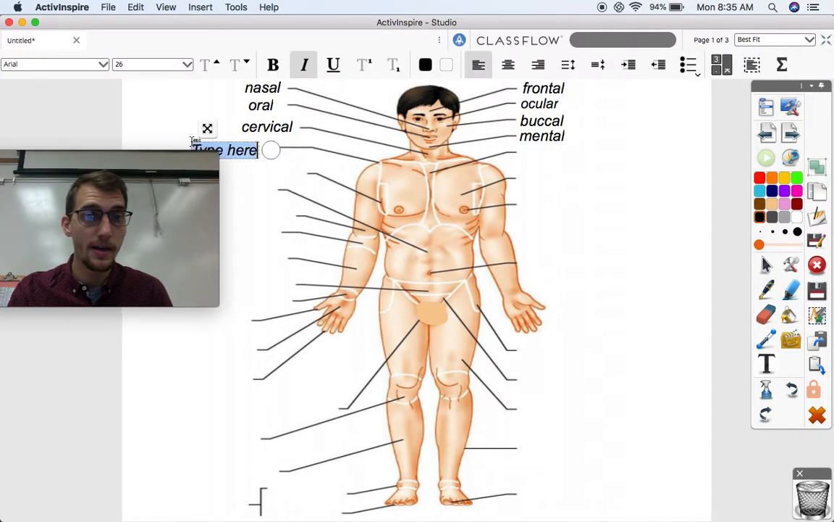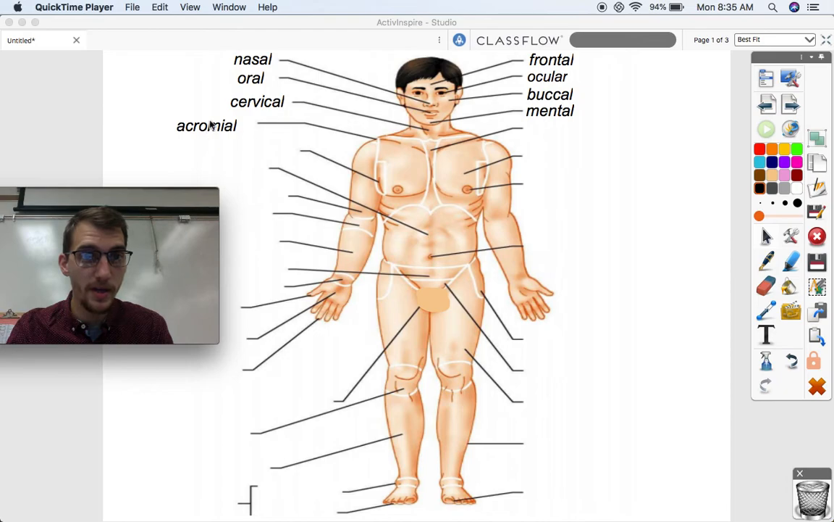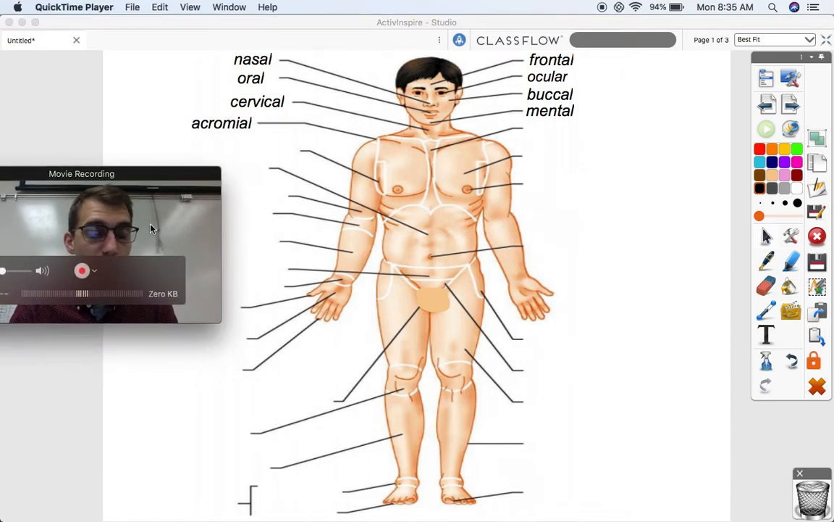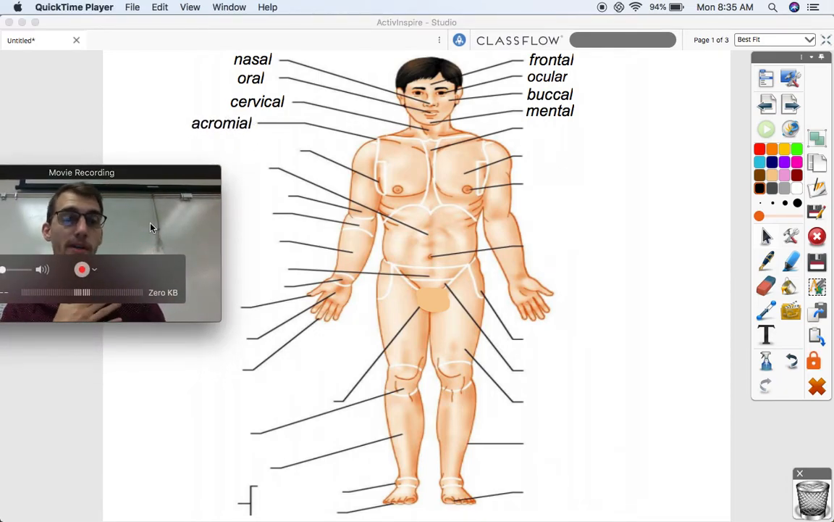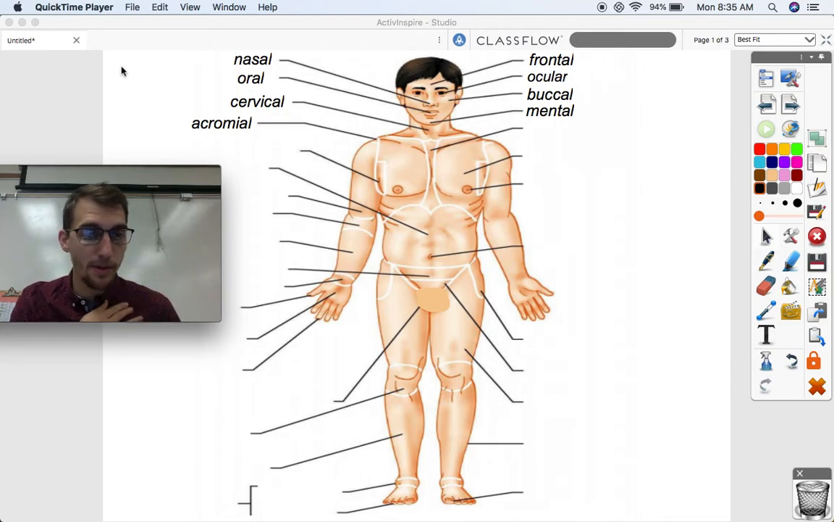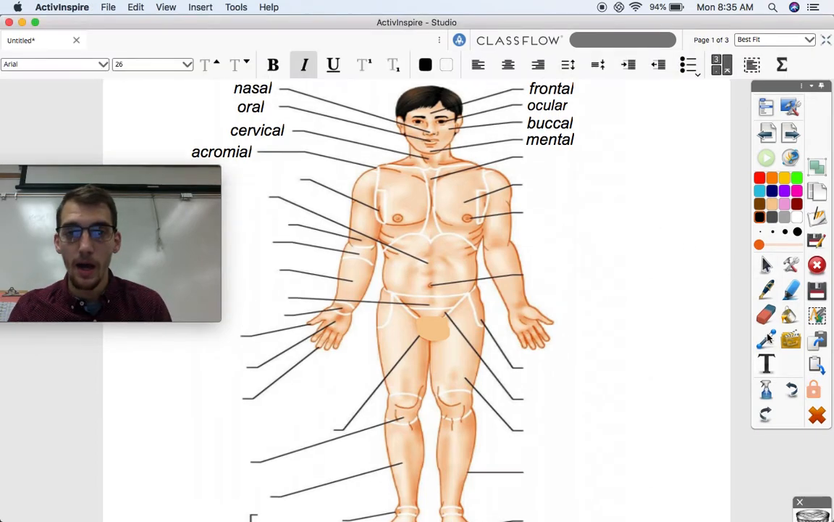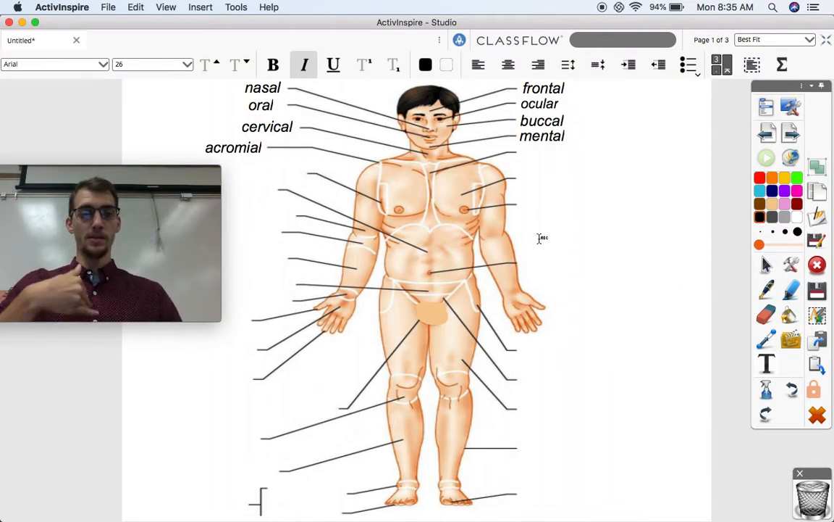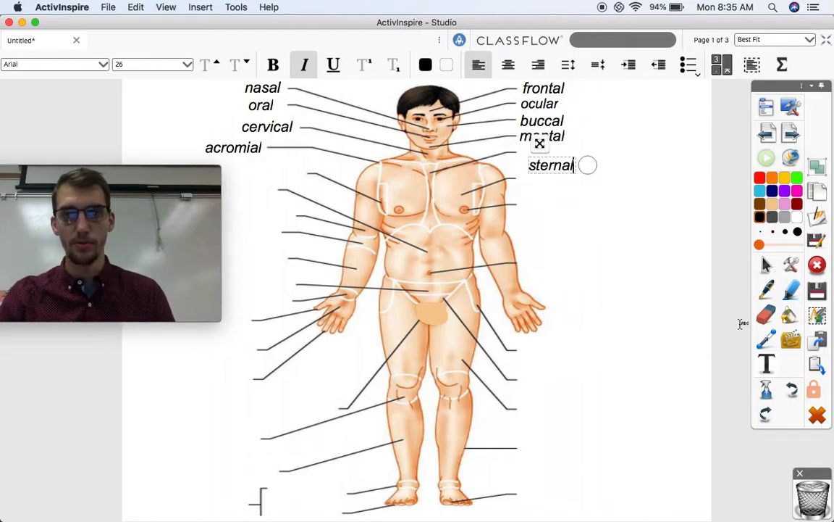Right over here, I'm going to have to move my face a little bit. The point of the shoulder is called the acromial region. The acromion refers to the junction between your clavicle, which is right here, your collarbone, and your scapula. So right over here, this is your acromion. So that's referred to as the acromial region. Your breastbone right here is also known as your sternum. So this is the sternal region.